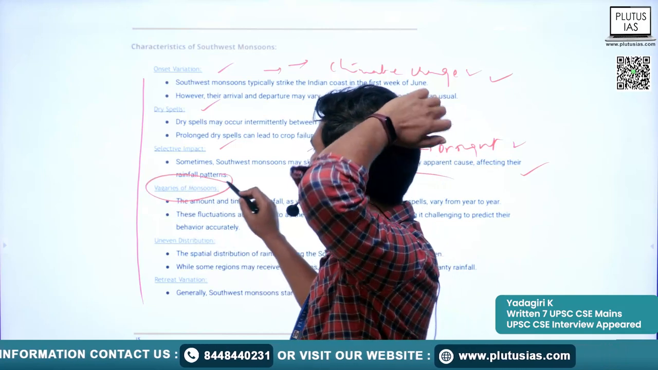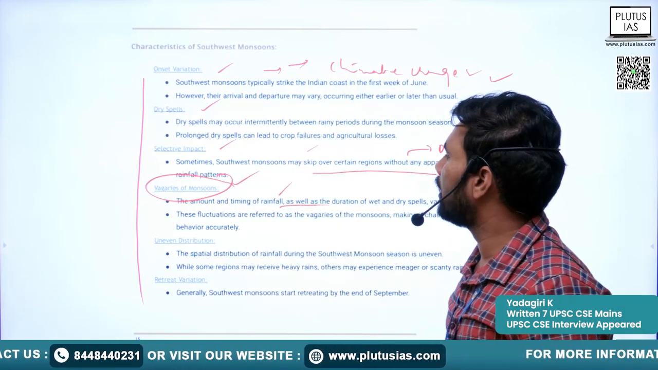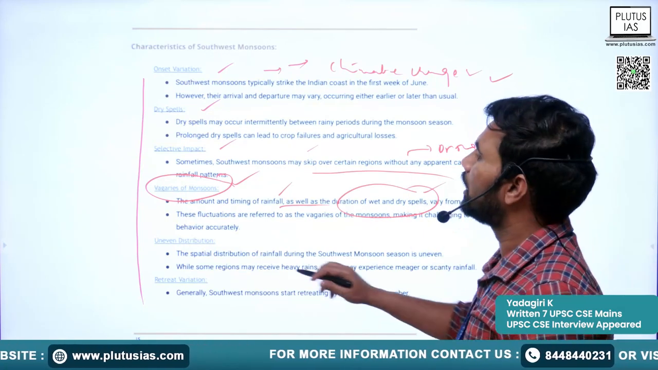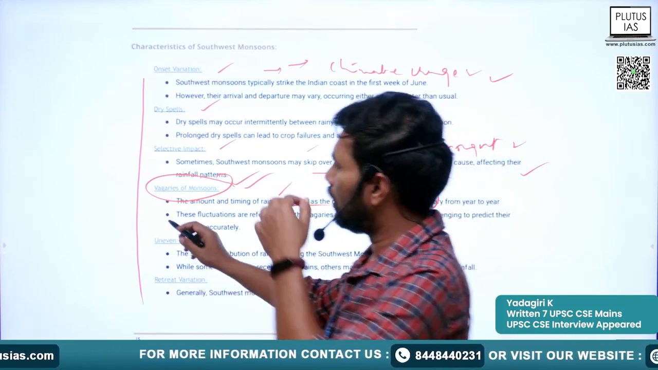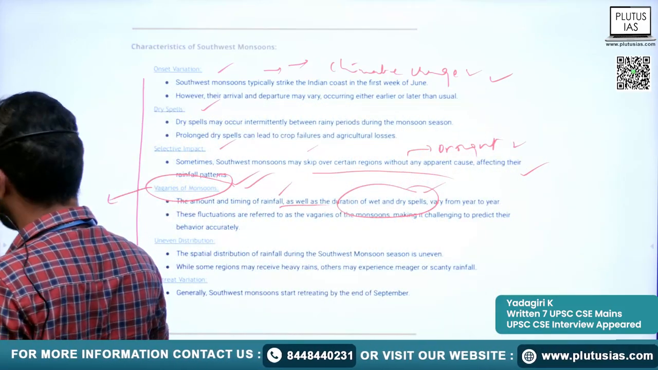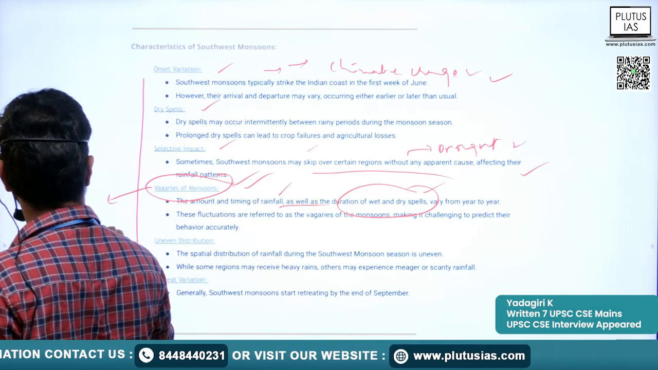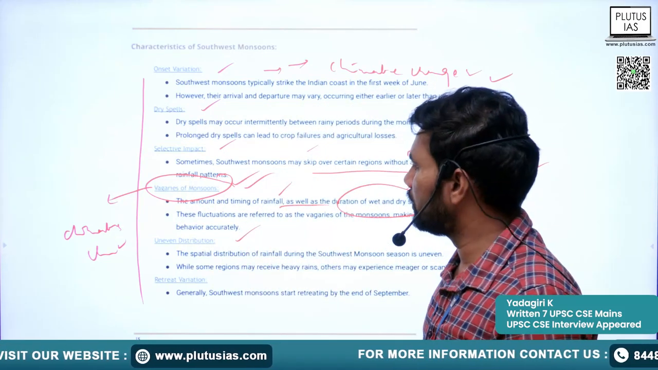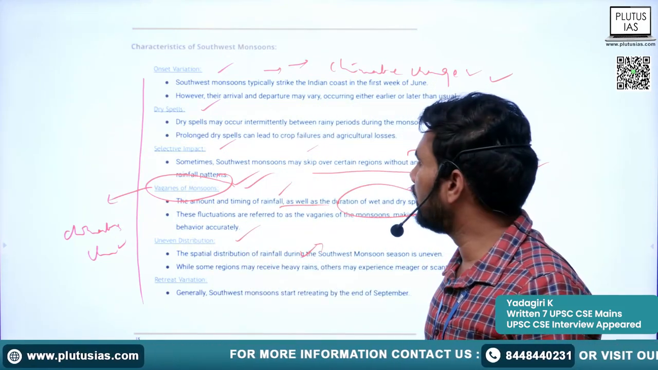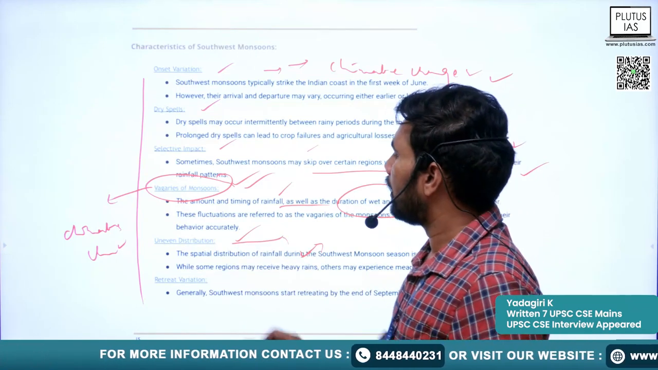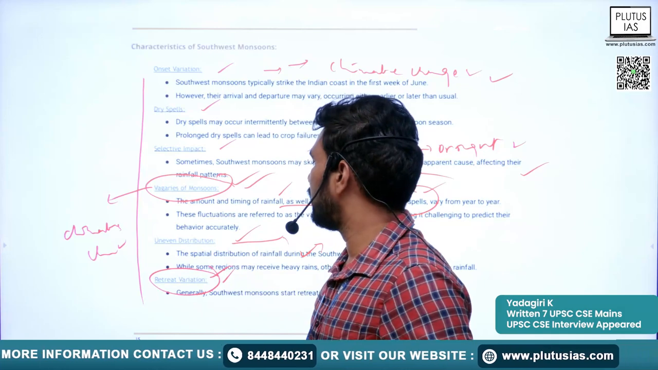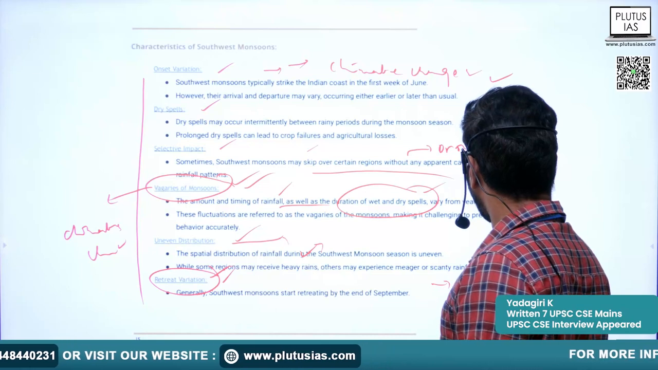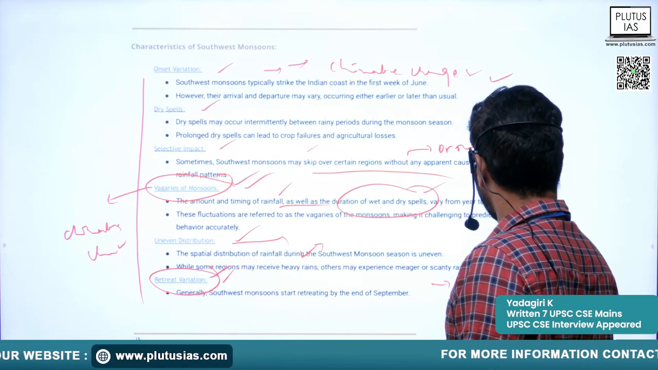Similarly, we also see the vagaries of monsoons: the amount and the timing of rainfall, as well as the duration of wet and dry spells, is increasing. These are known as the vagaries of monsoon. These are also intensified by climate change. Another feature is uneven distribution. This can be seen apparently in India, the uneven distribution of monsoon. Another is retreat variation. The retreat of monsoons can be early or delayed.